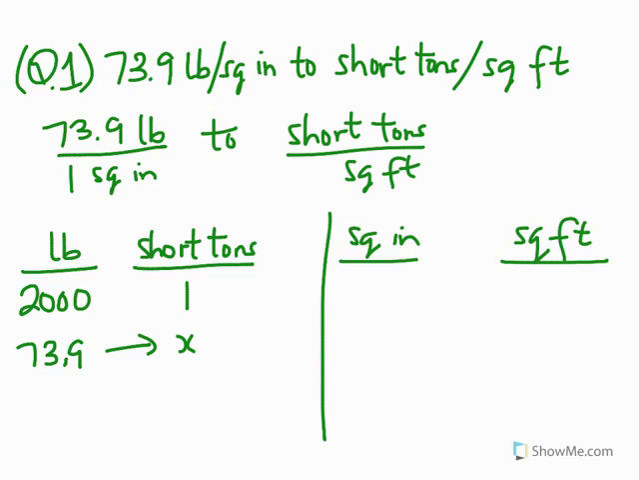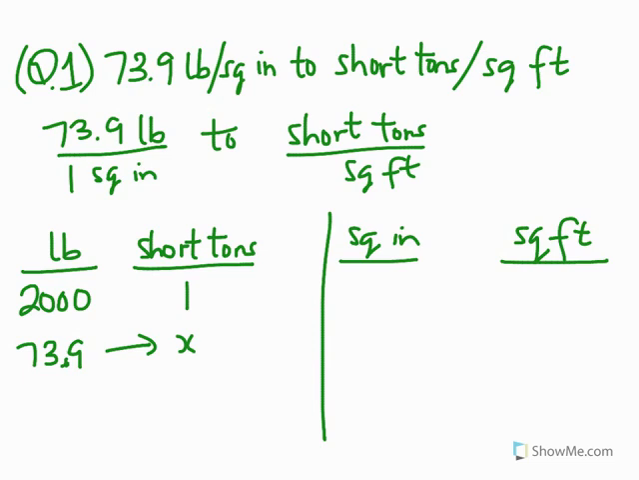Okay? So I can go ahead and make a proportion from this. Remember, there's 4 ways you can make a proportion. You can say 2,000 over 73.9 equal to 1 over X. Or you can say 73.9 over 2,000 equal to X over 1. Or you can say 2,000 over 1 equal to 73.9 over X. Or you can say 1 over 2,000 equal to X over 73.9.